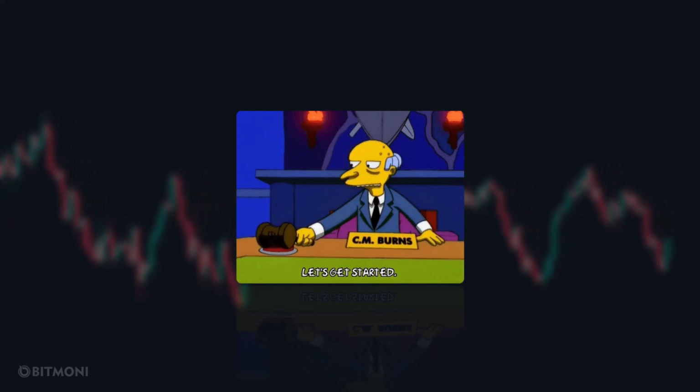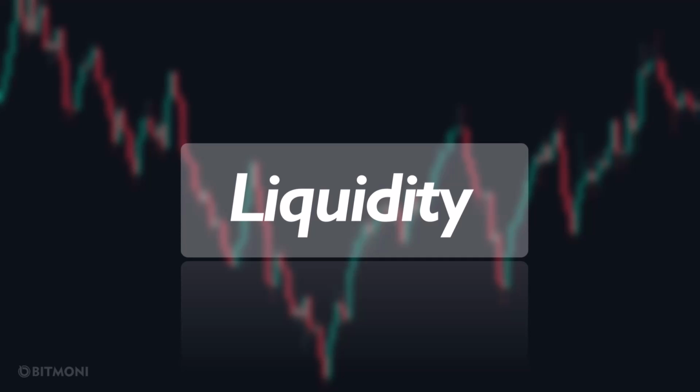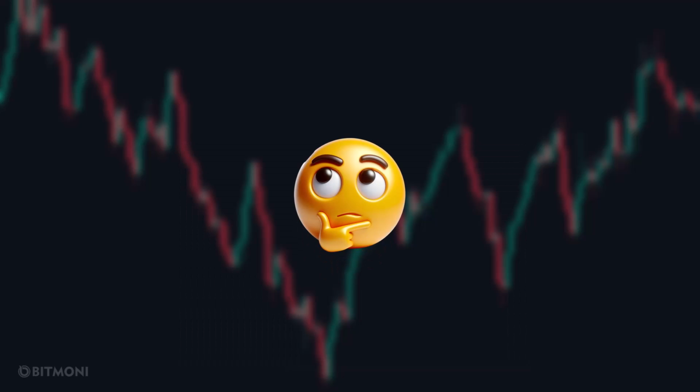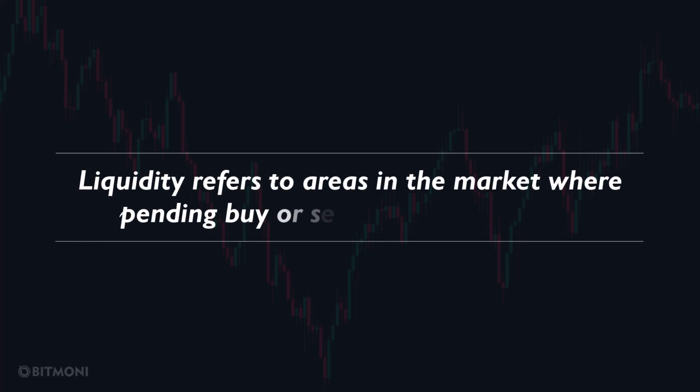Now, let's get into it. The strategy centers around one key concept: liquidity. So, what is liquidity? Simply put, liquidity refers to areas in the market where pending buy or sell orders are stacked. Let's simplify it with an example.